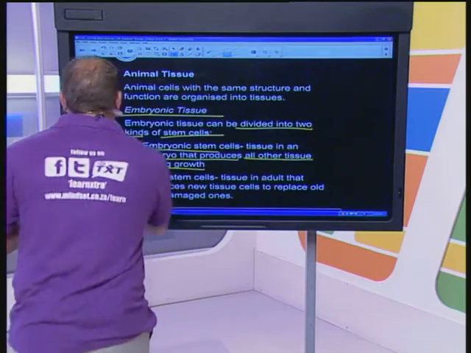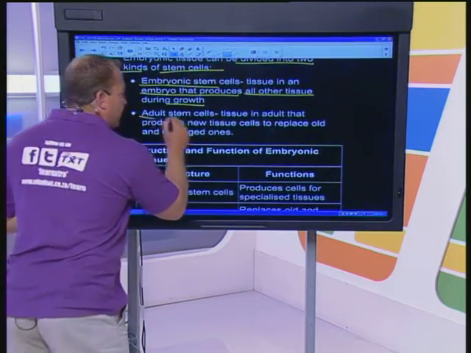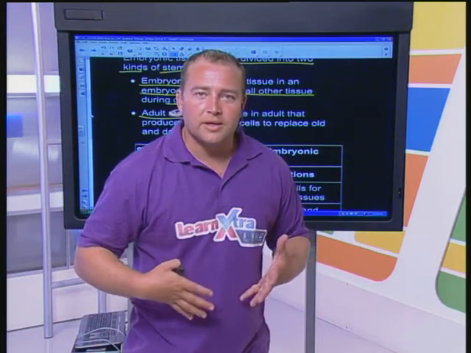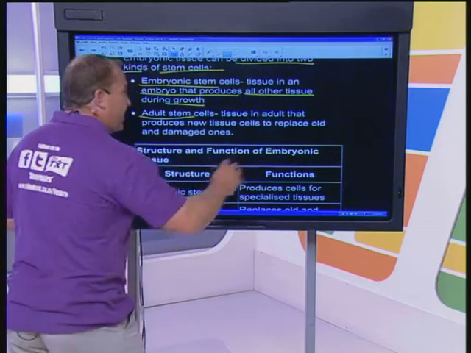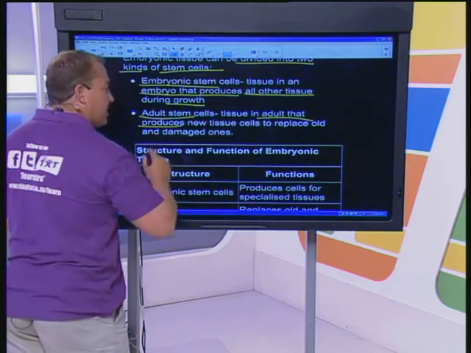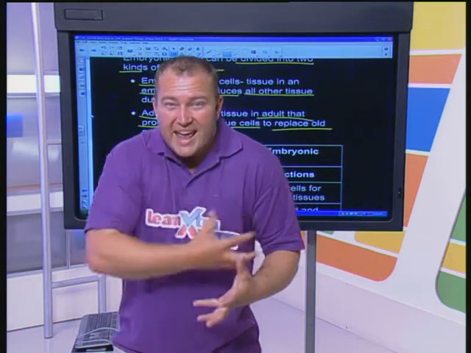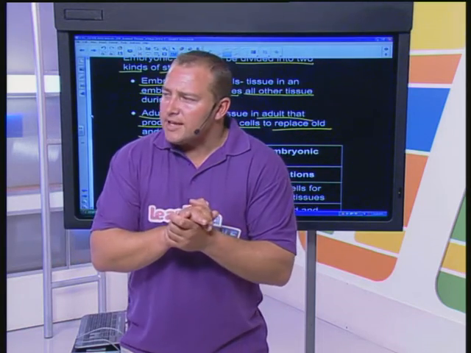The second one that we've got is adult stem cells. There's always a baby and an adult. In adults, these stem cells produce new tissues and cells to replace old and damaged ones. You know when you graze your leg or your knee, it's got to make new skin. Those cells are the ones making the new skin, but it only makes skin. The other type of stem cells can make any part of your body.